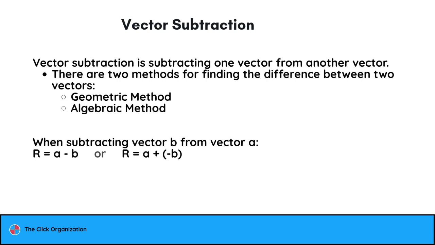And vector subtraction is subtracting one vector from another vector, and there are two methods for finding the difference between two vectors. We have the geometric method and the algebraic method. And when subtracting vector b from vector a, we write r equals a minus b. And remember that this can also be written as r equals a plus parenthesis minus b.